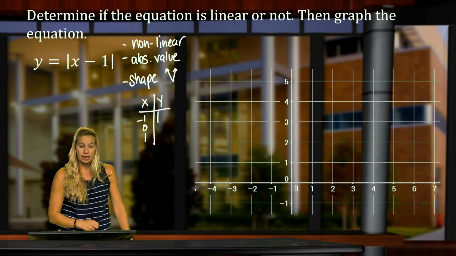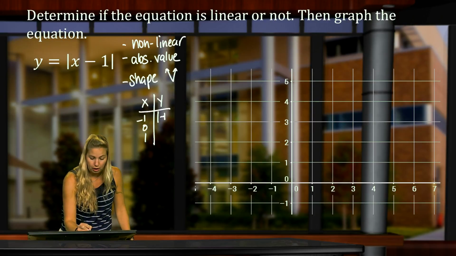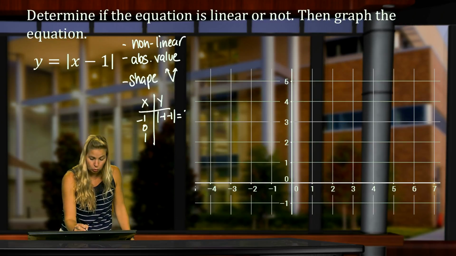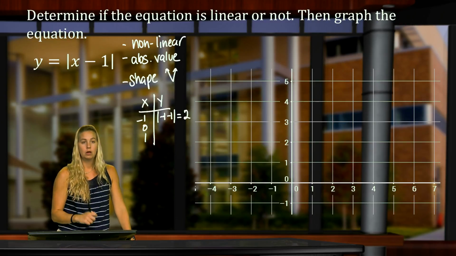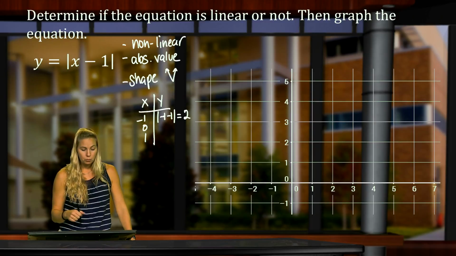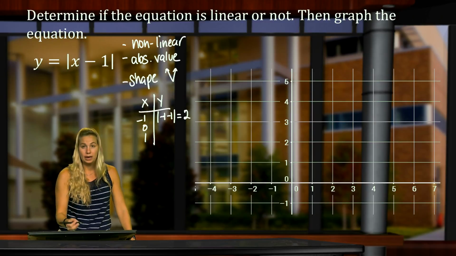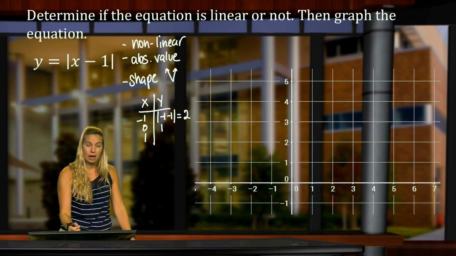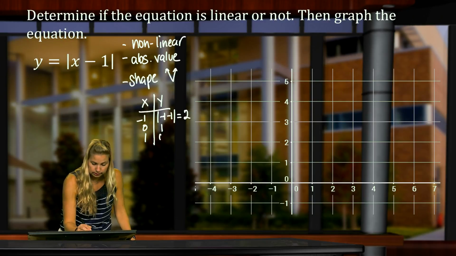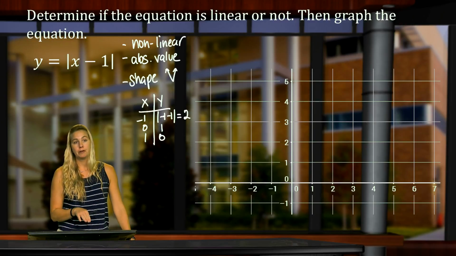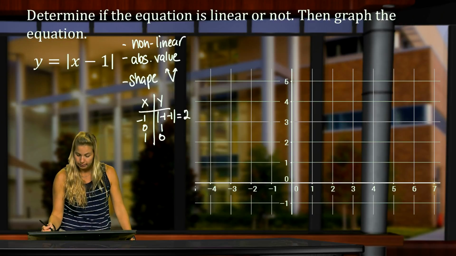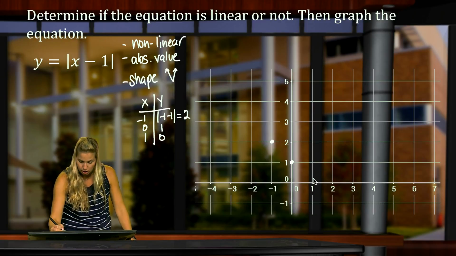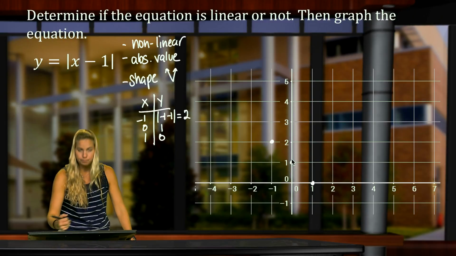When I substitute in -1, we have the absolute value of -1 minus 1, which is the absolute value of -2, or 2. When I plug in 0, the absolute value of 0 minus 1 is the absolute value of -1, or 1. When I plug in x equals 1, the absolute value of 1 minus 1 is 0. So I'm going to stop here for a second and plot these 3 points. -1, 2, 0, 1, 1, 0.